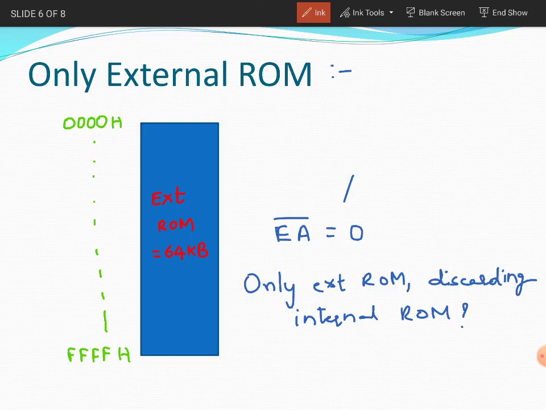Usually in the original 8051, the ROMs were programmable only once. If the 8051 was already used in an application and the application required some software updates, then the internal ROM would be discarded because I need to change the program. So the internal ROM would be discarded and external ROM would be connected, meaning only external ROM.